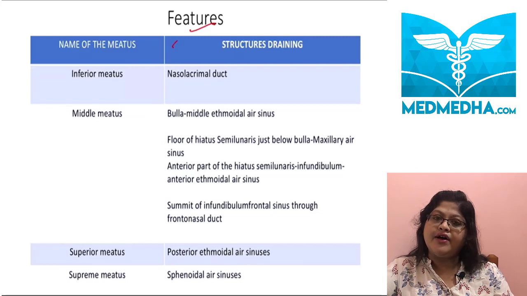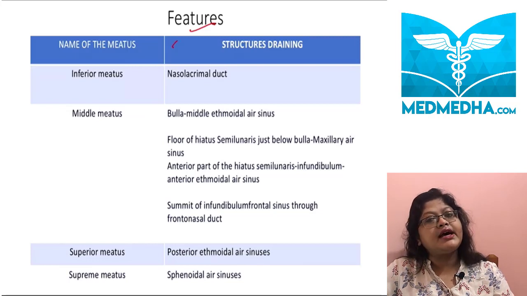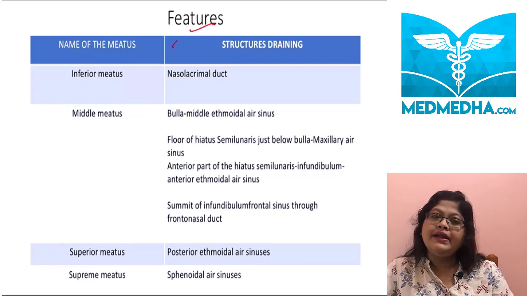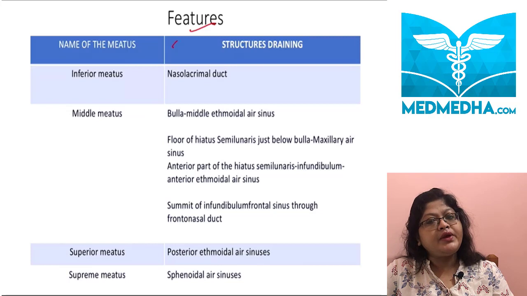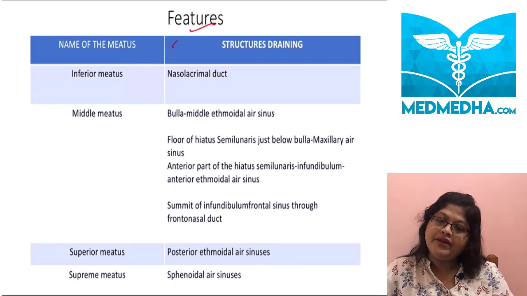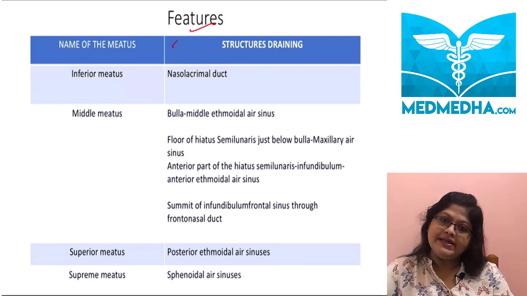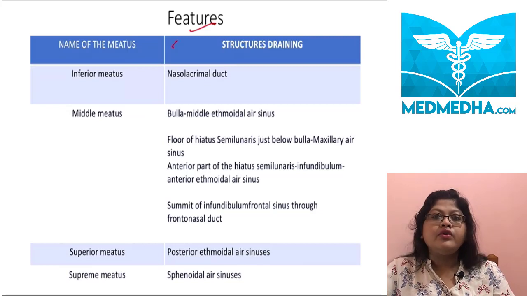These are under the cover, the inferior meatus under the cover of inferior concha or inferior turbinate, middle meatus under the cover of the middle turbinate, and superior meatus under the cover of the superior turbinate. The supreme meatus is just above the superior meatus. Now, the different paranasal sinuses, they open into these meatus.